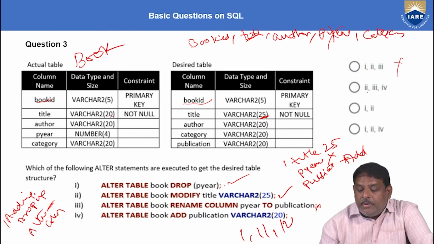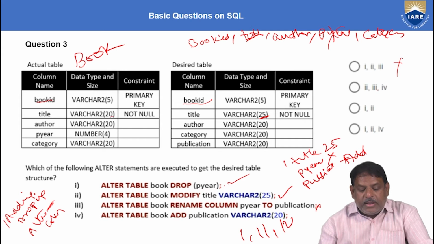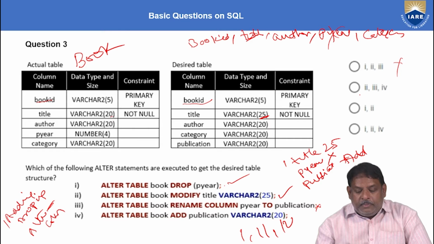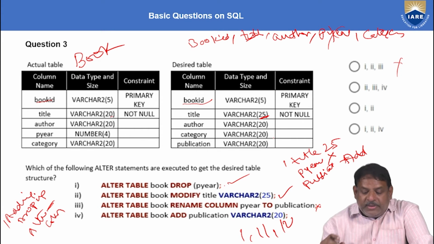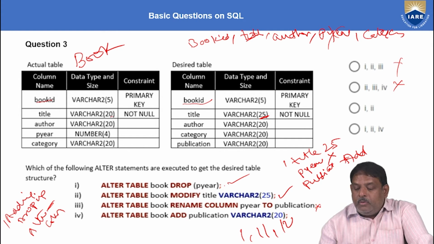Second, third, fourth. Second is okay. Third is okay. But see, here P year is a number, but here publication is varchar 20. So we can change a column, but we are not changing the data types. So this is also wrong. So these two options are wrong.